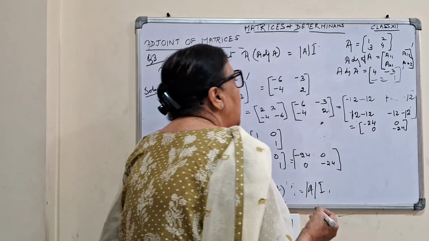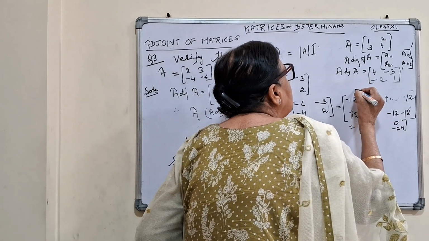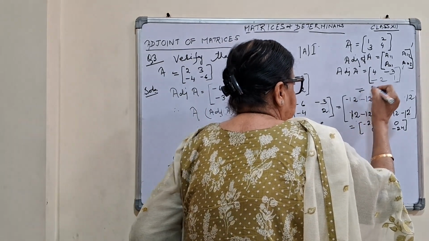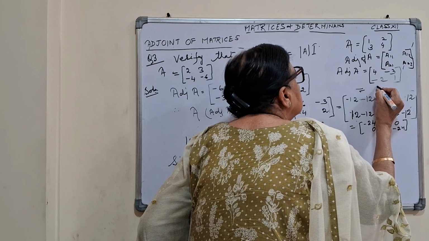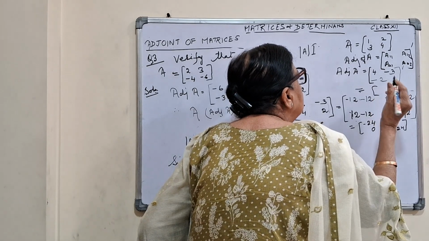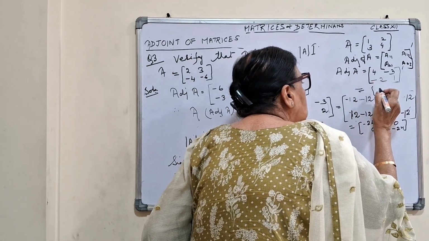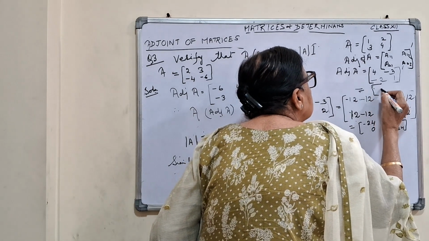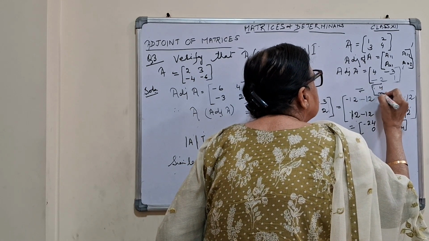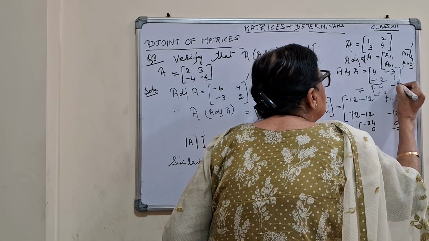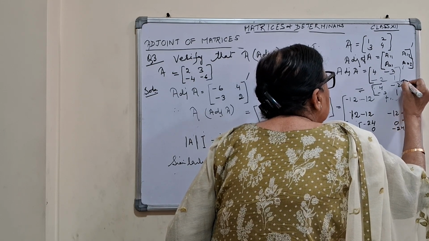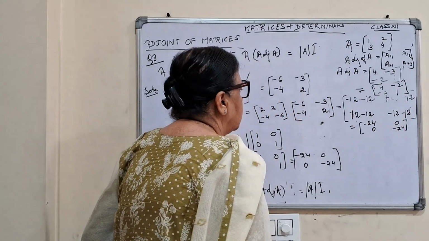Transpose, do you understand? Transpose means we will change column into row, row into column. That is 4, -3, -2 and 1. This is what we have done.